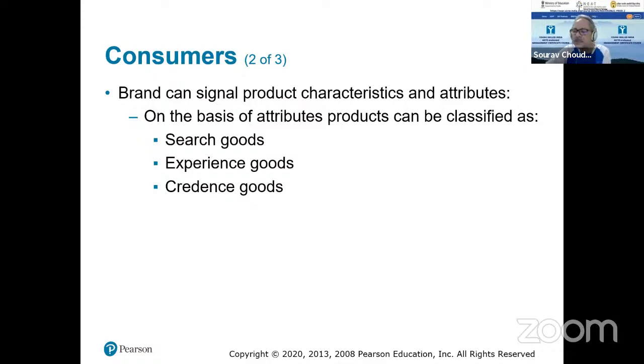Suppose there is a mattress called Sleepwell. It's a very expensive premium mattress. It talks about comfort. So when you want a comfortable mattress, you know which brand to buy. So that's how, on the basis of the attributes, products can be classified as search goods, experience goods, preference goods.